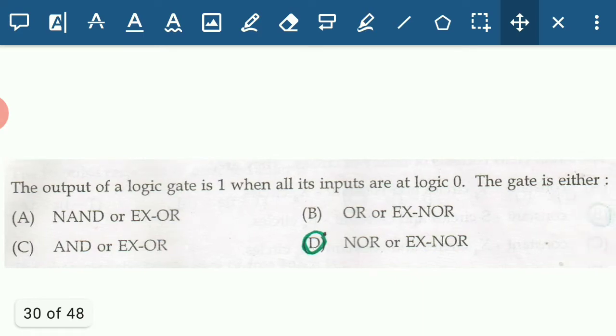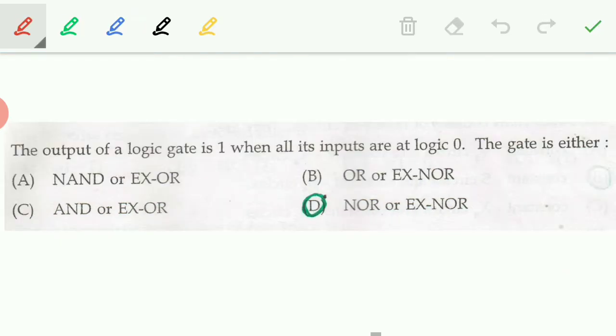Next one, the output of a logic gate is 1 when all the inputs are 0. The gate is either, this is an easy question. When all inputs are 0, the output must be 1, so it must be either a NOR gate or an XNOR gate. Those two gates only will give output as 1 when all the inputs are 0. So option D is the right answer.